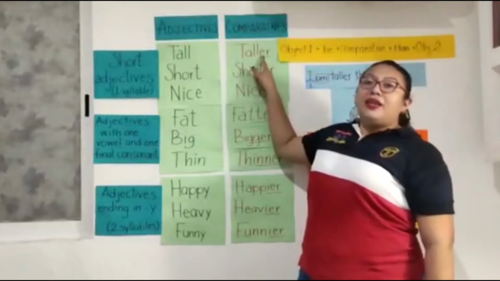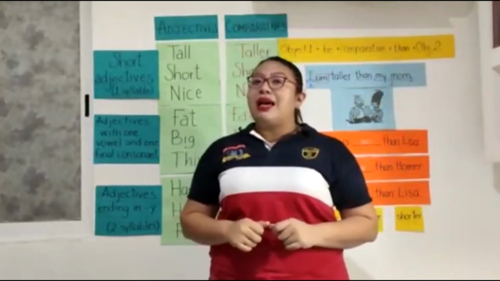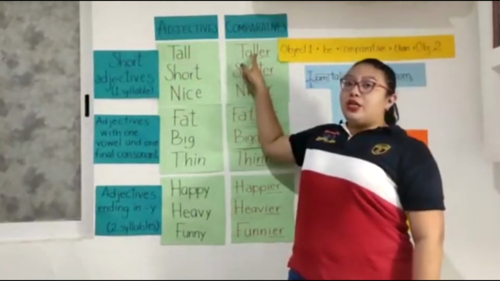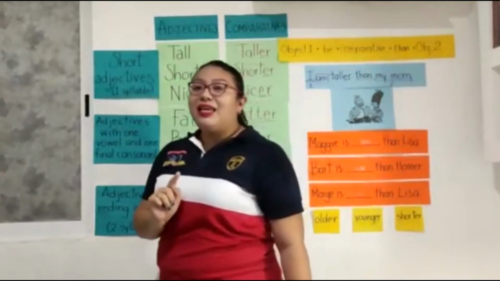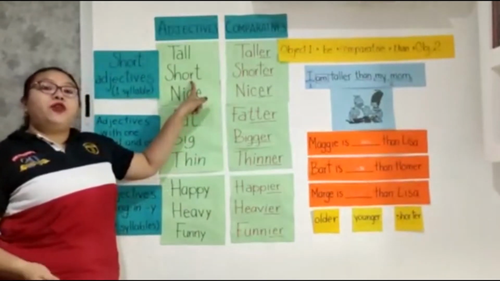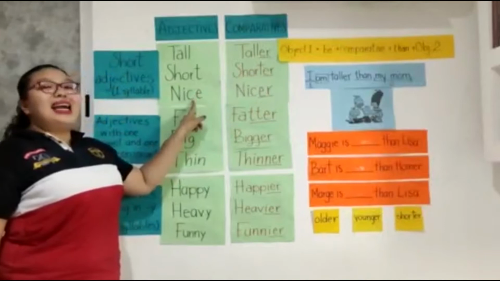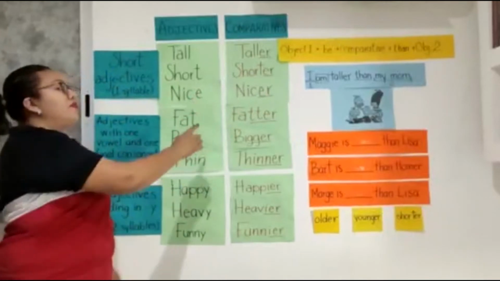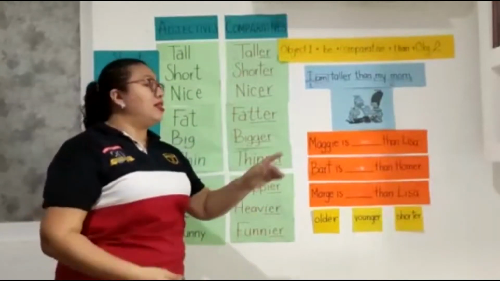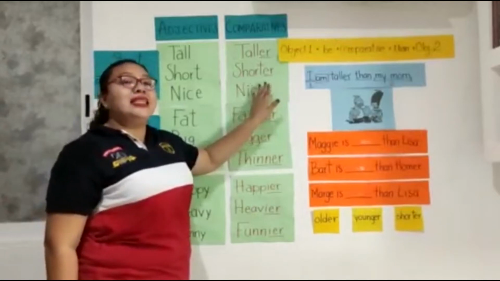Now, when I am using short adjectives and adjectives ending in Y, I need to add ER if I want to make a comparative. Okay? For example, the comparative of tall is taller. I need to add the ER. Okay? The comparative of the adjective short is shorter. Nice has an E, so I need to add the R. And that's it. Okay? Nicer. This is the comparative.